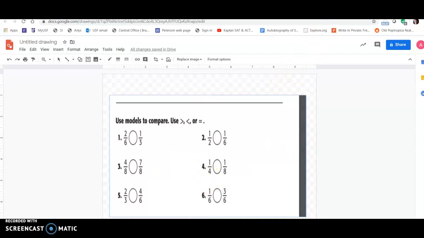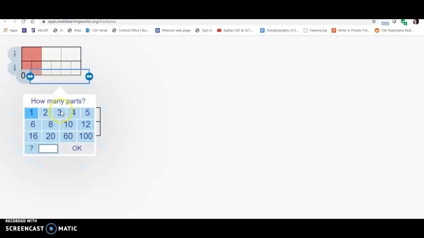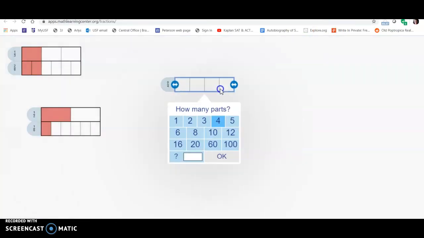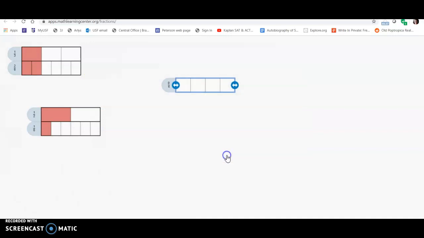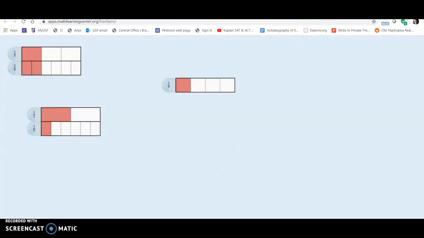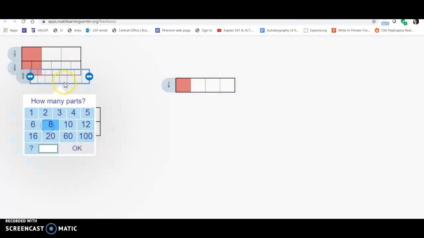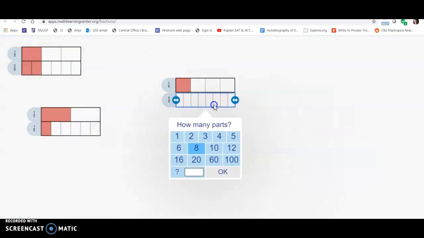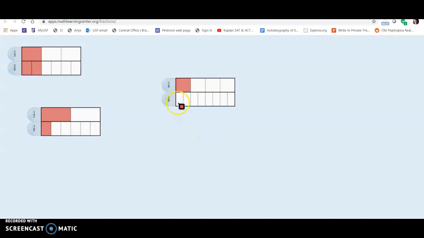Next one's 1/4 and 1/8. So if I put this into 4 parts, and I go with 1/4, and what was the other one? 1/8. So I'm going to put this one into 8 parts. Set them next to each other. Go 1/8. I can see 1/4 is greater than 1/8.